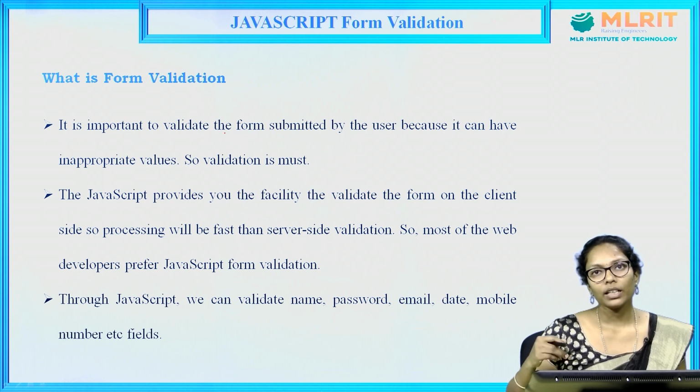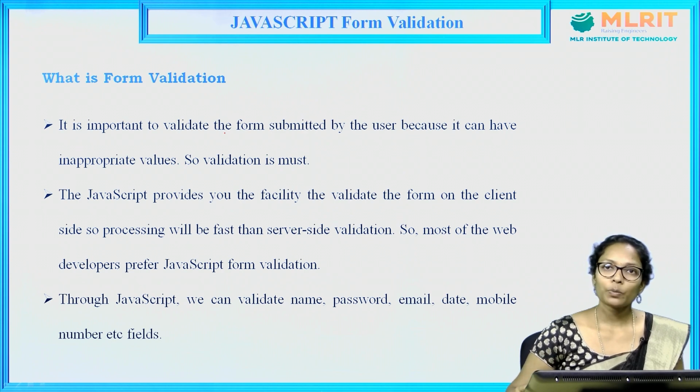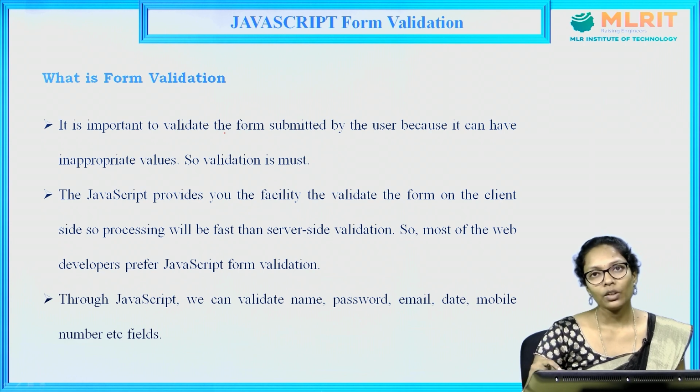It will cross-check these values with the existing values. If they are matching, then it will give the successful login page. Otherwise, we will get a message, your details are not correct, like that. So what is this process? This process is called form validation. Every time we cannot depend on the server, right? So we can also do this form validation on the client side.